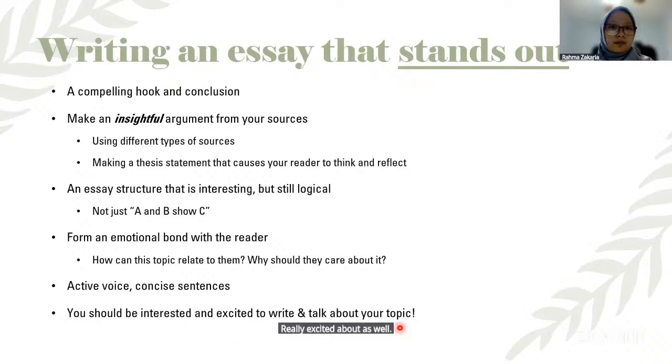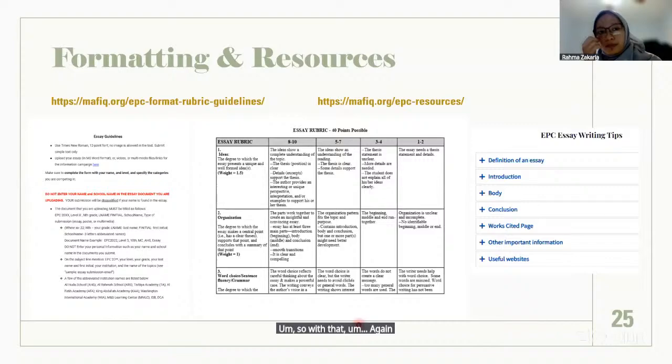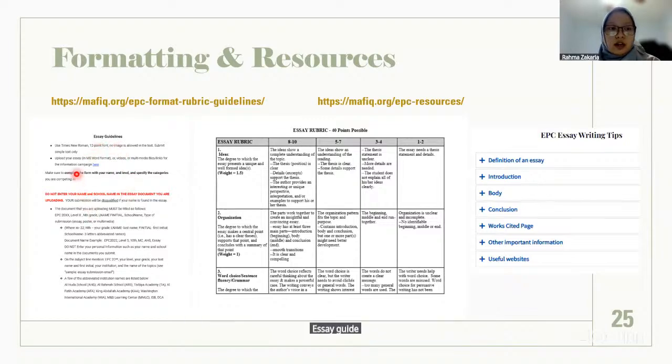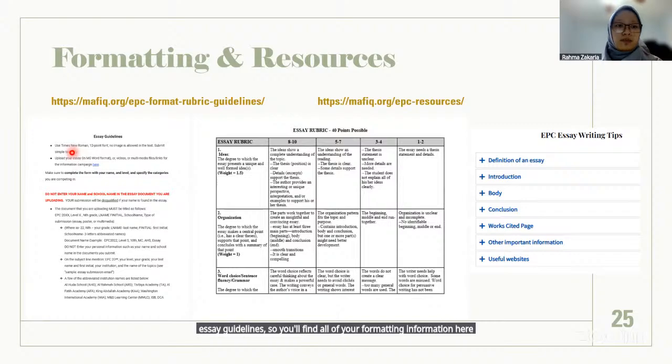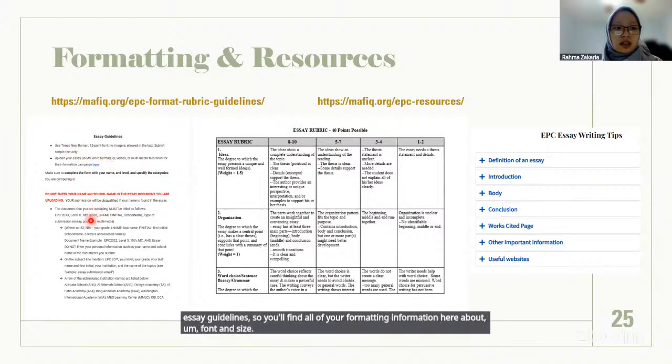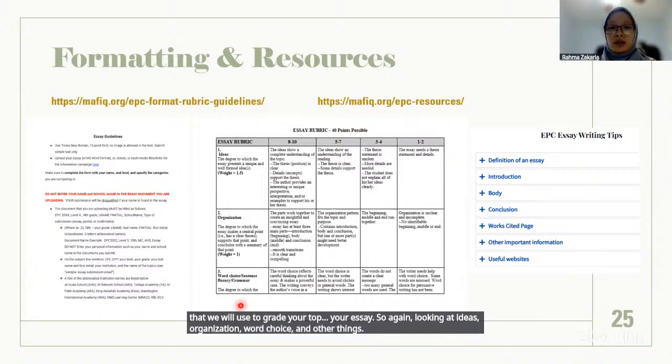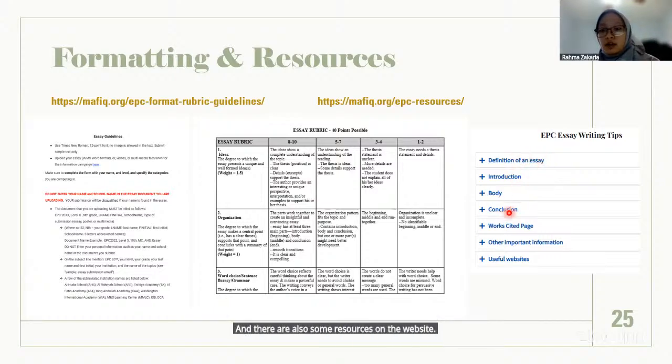Okay. So with that, again, there are some topics on the Mafiq website. If you just go to mafiq.org, you'll be able to find things such as essay guidelines. So you'll find all of your formatting information here about font and size and other things to include. You'll also see an example of a rubric that we will use to grade your essay, looking at ideas, organization, word choice, and other things. And there are also some resources on the website that talk about different parts of the essay, and that might help you in your writing.